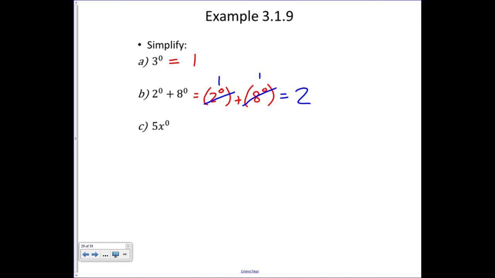Finally, 5x to the 0, well, that's 5 times x to the 0 power. Anything raised to the 0 power is just 1, and so 5 times 1 is just 5.